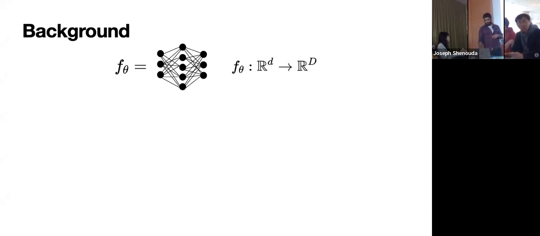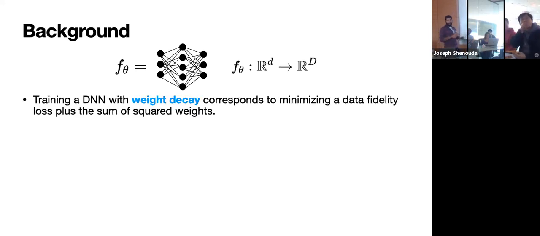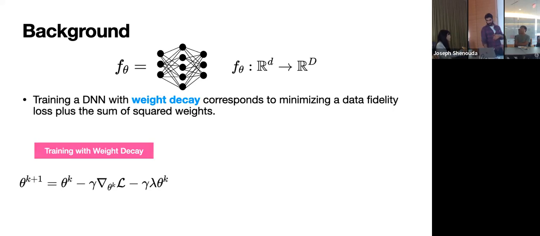Okay, so some background. I'm just going to go over a couple of terms that I'll be using throughout the talk and make sure we're all on the same page. I'm considering a vector valued neural network, which goes from R^d to R^D. And I'll be training this neural network with weight decay. When you train with weight decay, which is usually something you're doing in the optimization of the neural network, what that corresponds to is minimizing some data fidelity loss plus the sum of squared weights. So I'll explain what I mean by that.